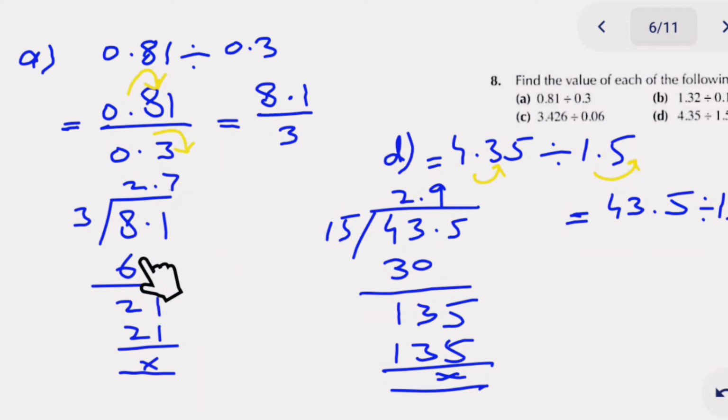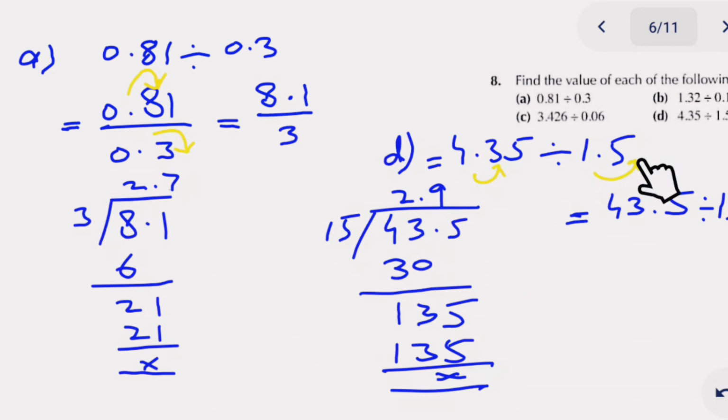So 3 twos are 6, we have to subtract 6 from 8, it becomes 2, and this 1 is written over here, and it becomes 21. Then because we have moved the decimal, this decimal will also be written in the answer, and then 7 threes are 21. So this is how we can easily divide the two numbers having decimals.